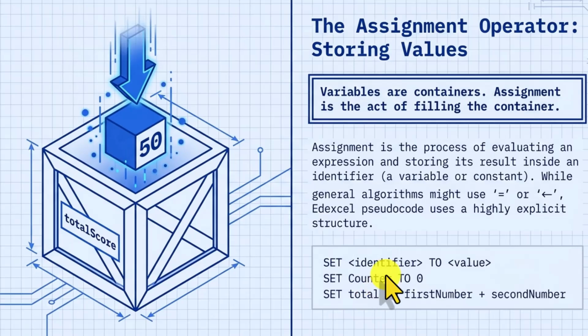In programming languages we have many other assignment operators as well, for example plus equal, minus equal, multiply equal, and many others. But for computational thinking and pseudocode, this one is enough. So that's simply set identifier to value.